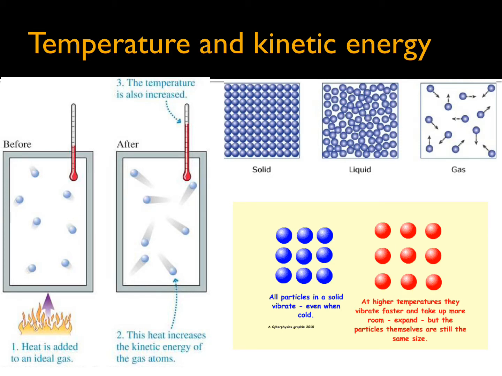Now, your answer should be the more kinetic energy a particle of an object has, the higher the temperature of that object. Let's talk about the picture in front of you. We have an ideal gas, and heat is added to one of them. Look at the particles of that gas. You can see them moving in all directions. So what happens when you add heat? This heat increases the kinetic energy of the gas atoms. When the kinetic energy of an atom increases, their temperature also increases.